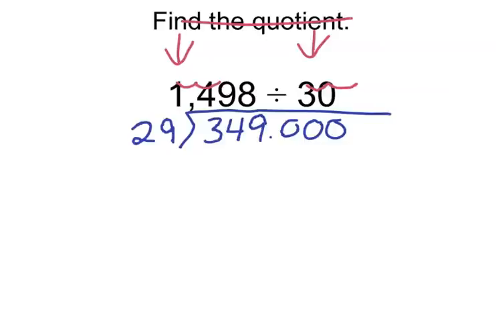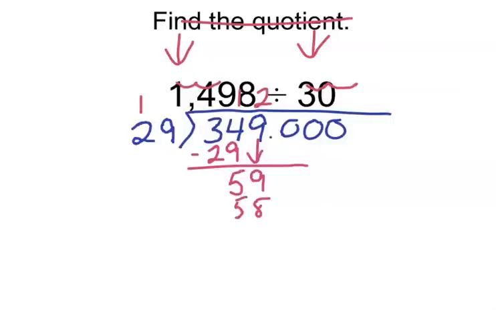All right, does 29 go into 3? Nope. Does 29 go into 34? Yeah, that goes in 1 time and gives us 29. So 34 minus 29 is 5, right? And then we bring down the 9. Okay, how many times does 29 go into 59? I would say probably twice. 2 times 9 is 18. 2 times 2 is 4, plus 1 more is 5. Okay, so 9 minus 8 is 1.